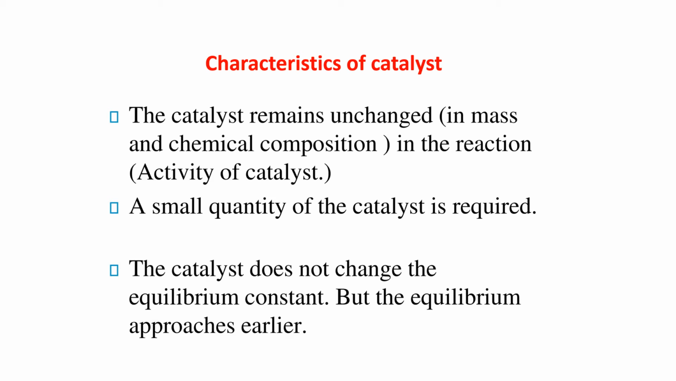Characteristics of catalyst. The catalyst remains unchanged in mass and chemical composition in the reaction, you all know about it. Catalyst is not taking part in the reaction, so it remains unchanged in mass and chemical composition. This is the activity of catalyst. A small quantity of catalyst is required in a reaction. The catalyst does not change the equilibrium constant, but the equilibrium approaches earlier. With the help of a catalyst, the equilibrium approaches earlier, but it does not change the equilibrium constant.